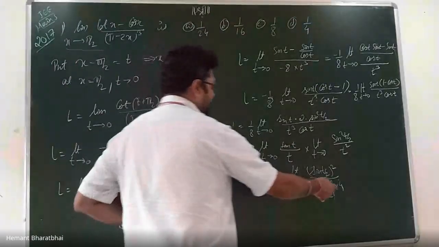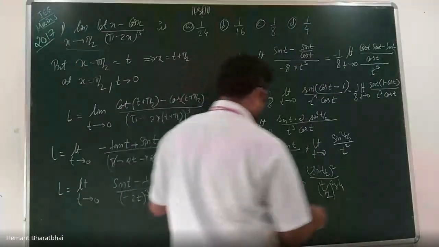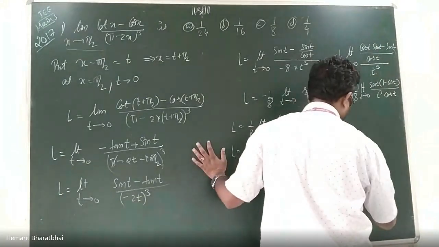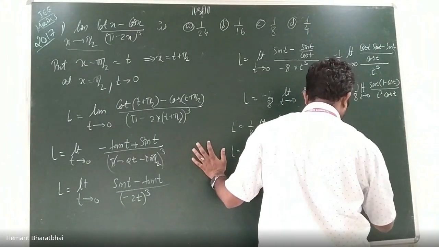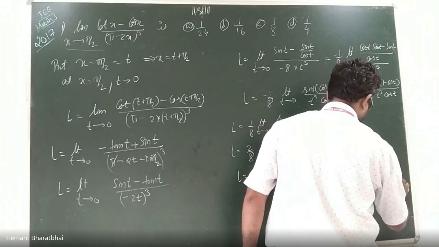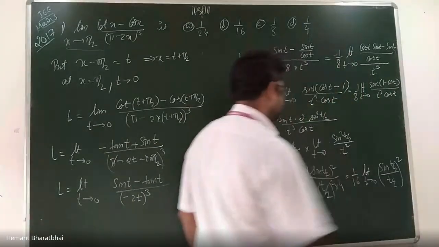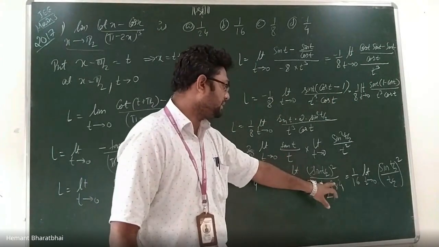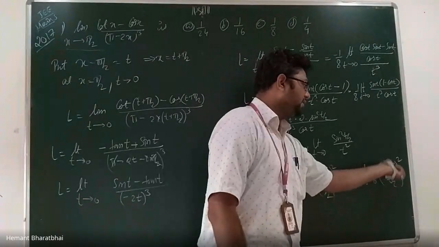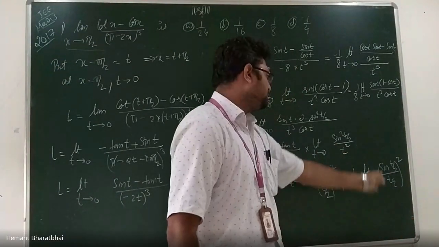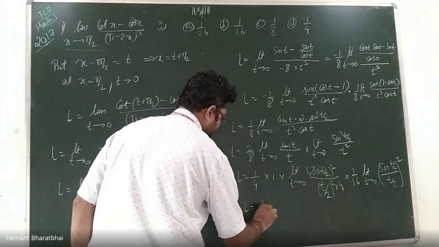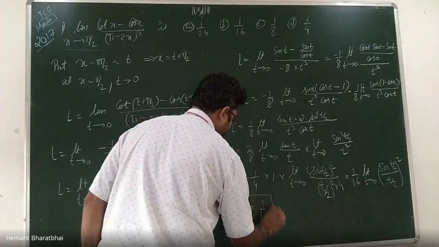So this 4 I will take outside. This 4 into 4 will become 16. So this will become 1 by 16 into limit of t tends to 0 sine of t by 2 upon t by 2, the whole square. Here also square, here also square. This 4 I have taken outside. Now sine of x by x is 1, so 1 square will become 1. So 1 by 16 into 1 will be 1 by 16. So I get the value of the limit as 1 by 16.